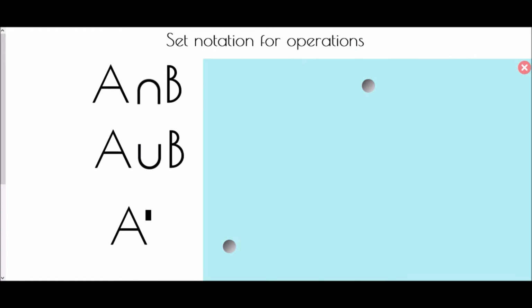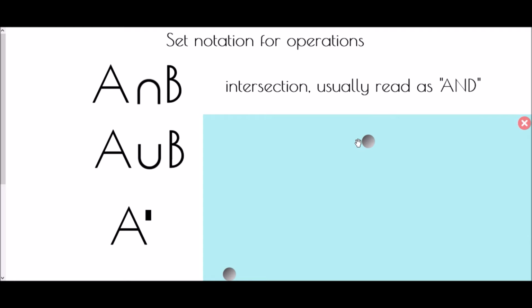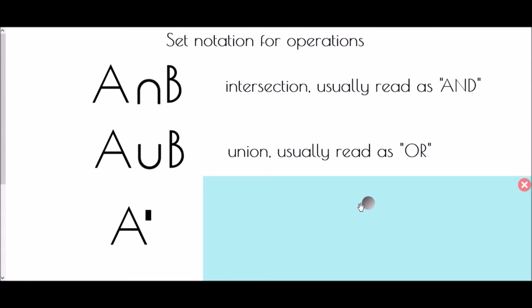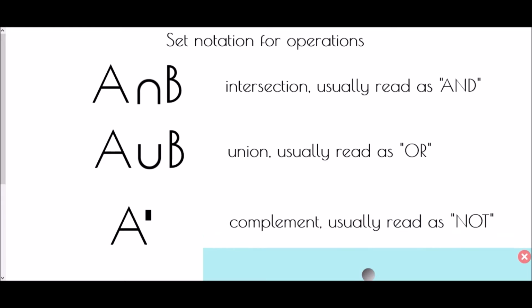The first one is the intersection symbol, and it's usually read as "and". So this first statement would mean in groups A and B. The second one is known as union, and we usually read that as "or", so this would be anything which is in group A or group B. The last one, the little dash, is the complement, and we usually read it as "not", so this means anything which is not in group A.